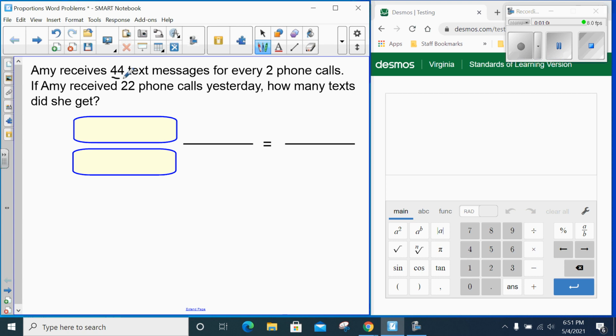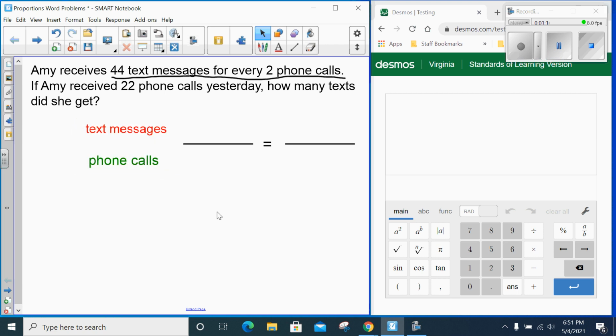Well, they said that Amy receives 44 text messages for every 2 phone calls. So it sounds like we're comparing text messages and phone calls. So now we want to take the numbers from the word problem that are given to us and fill in the proportion, and we're going to have one number missing and we will go ahead and cross multiply to solve for that missing number. So in the problem it tells us that Amy received 44 text messages for every 2 phone calls. And then the question says how many texts did she get if she received 22 phone calls?